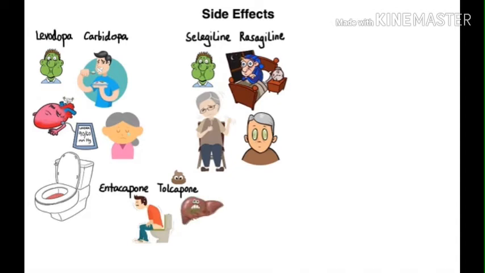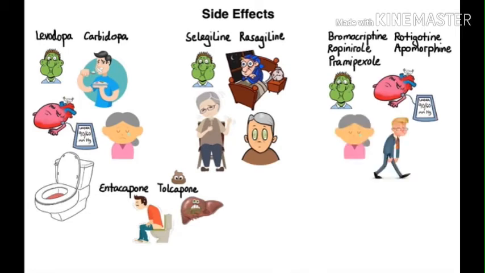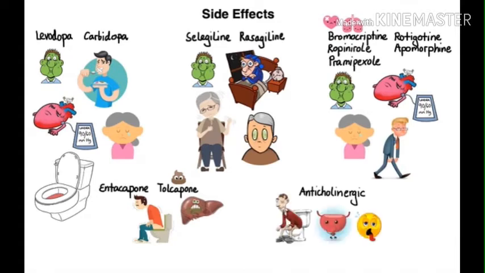All dopamine agonists may cause nausea, orthostatic hypotension, mental disturbances, and daytime sleepiness. In addition to that, bromocriptine has been associated with pulmonary and cardiac fibrosis. Lastly, drugs that block muscarinic receptors generally produce anticholinergic side effects, such as constipation, urinary retention, dry mouth, and blurred vision.